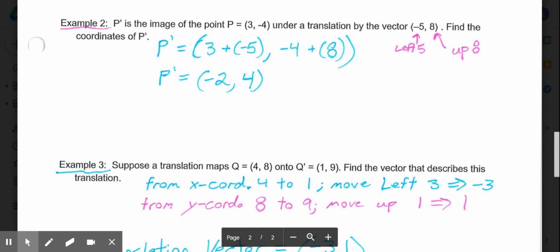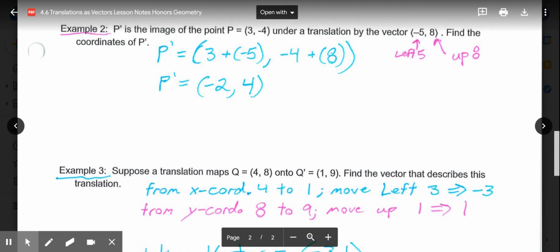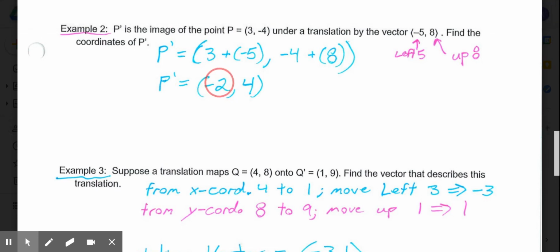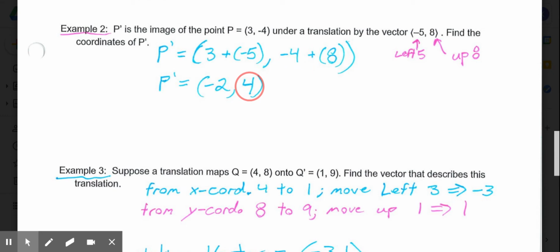So example, using vector notation. P prime is the image of point P, which original point P was at (3, -4), under the translation by the vector <-5, 8>. So that tells me horizontally, because it's a negative, we're going left 5, and then the vertical, because it's positive, up 8. Find the coordinates of P prime. So my notation could be my original point 3 plus the -5, or left 5, would put P prime at -2, comma, and then the -4 plus the 8 gives us 4. So P prime is at (-2, 4).